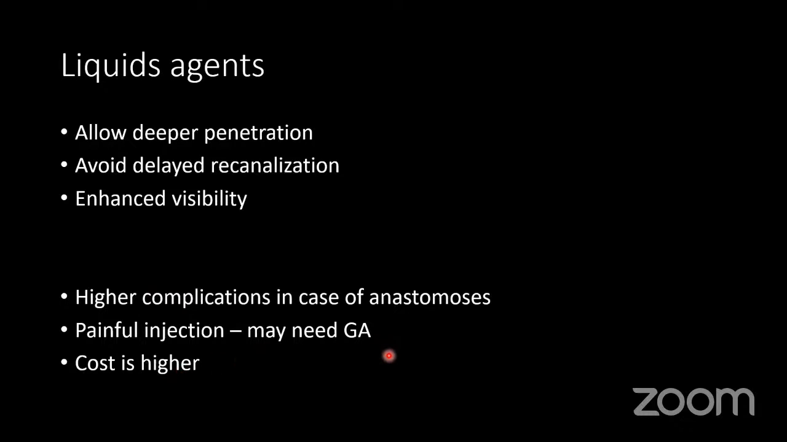The injection may be painful, so that the patient needs anesthesia. The cost is higher because the material has a higher cost, and sometimes we have to use more than one catheter for cannulating each branch, and especially if it is bilateral, we have to use a greater number of microcatheters, because the microcatheter will get glued, and so sometimes we may have to use detachable microcatheters.